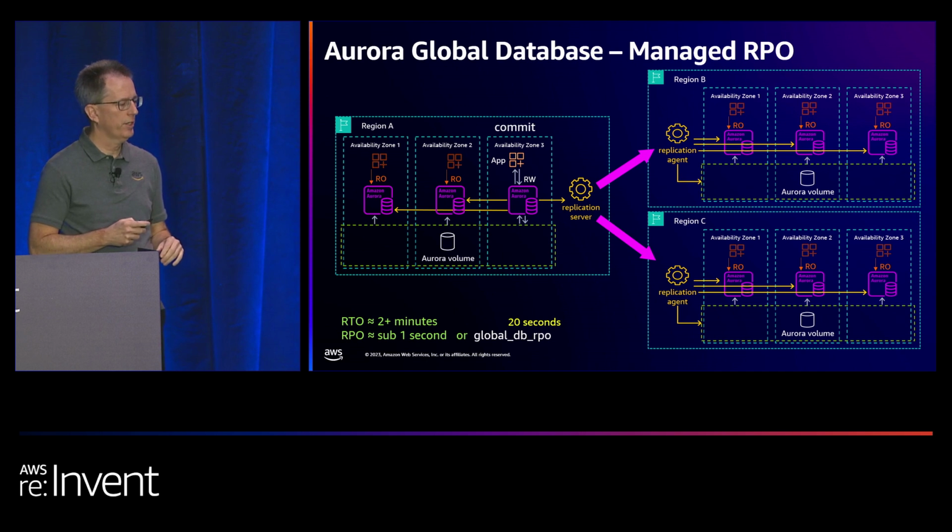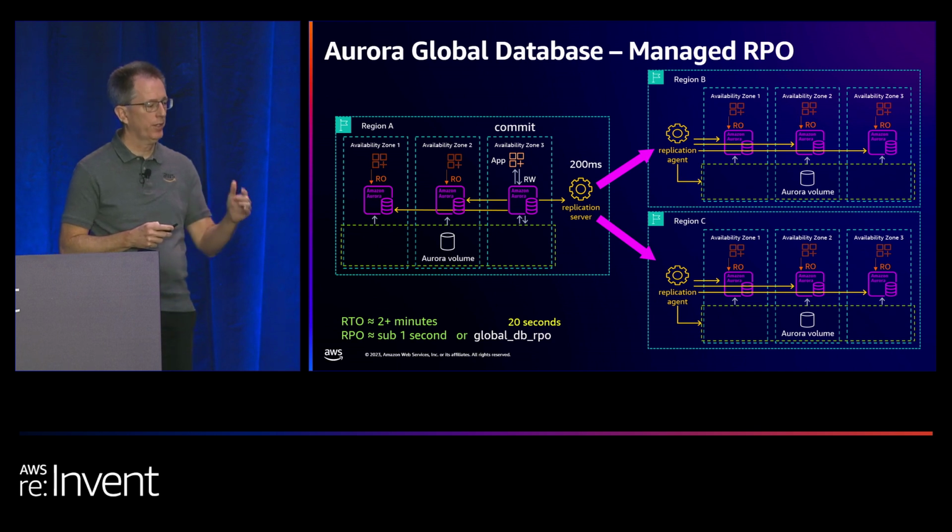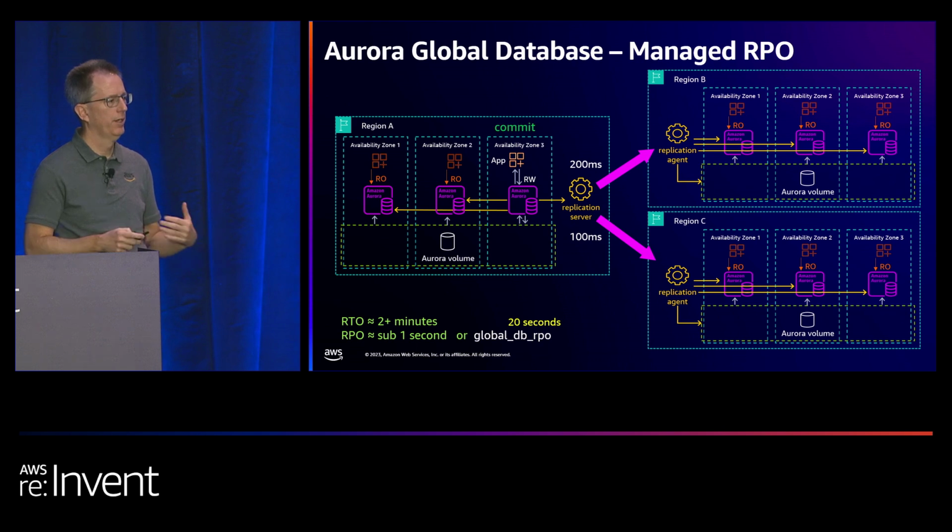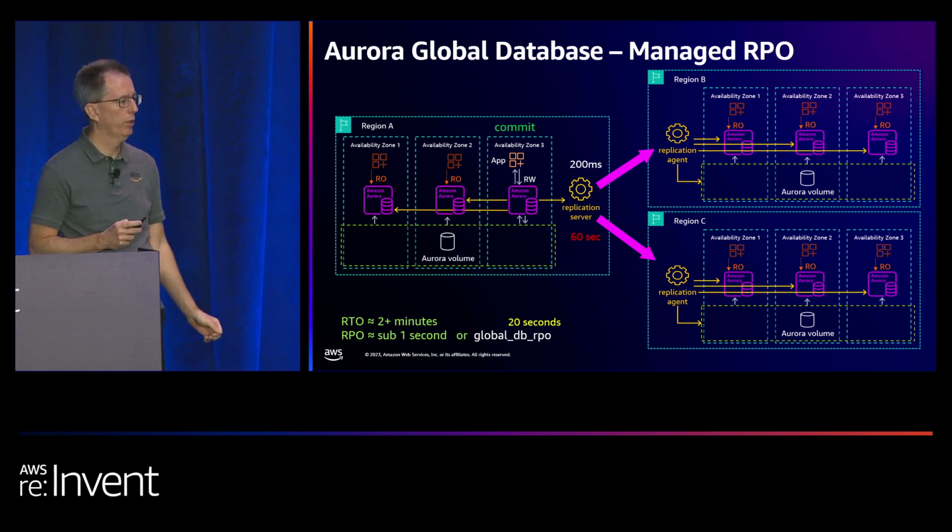And how this works is, if you go to do a commit, what we're going to do is we want to make sure that at least one of the replicas lag is below the global DB RPO or 20 seconds. So I check the first one, it's 200 milliseconds. I check the other one, it's 100 milliseconds. This means we're free to commit that commit. We can send that across, right? Because we know that the data is going to be in one or more regions.